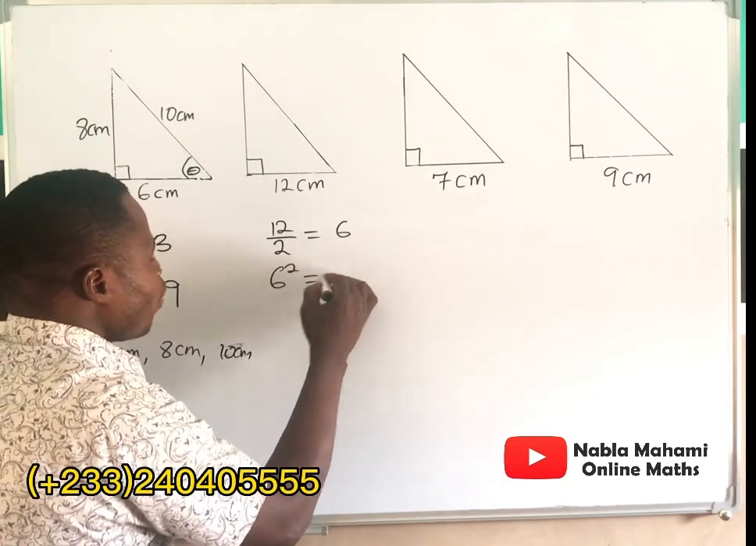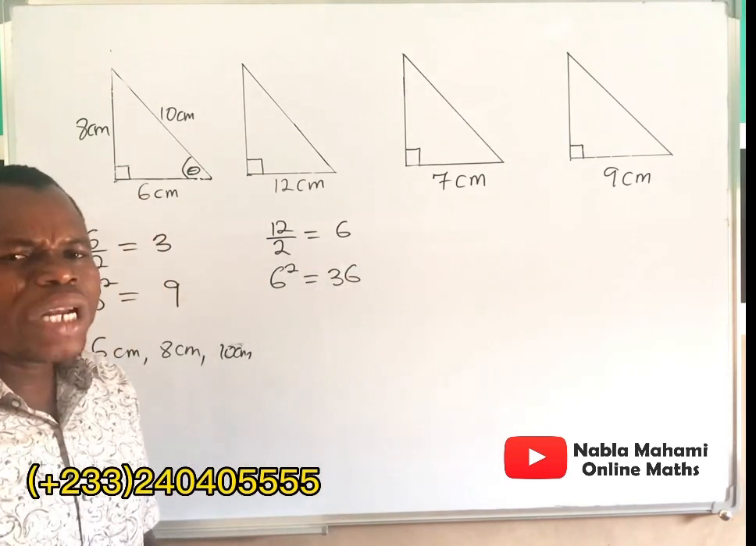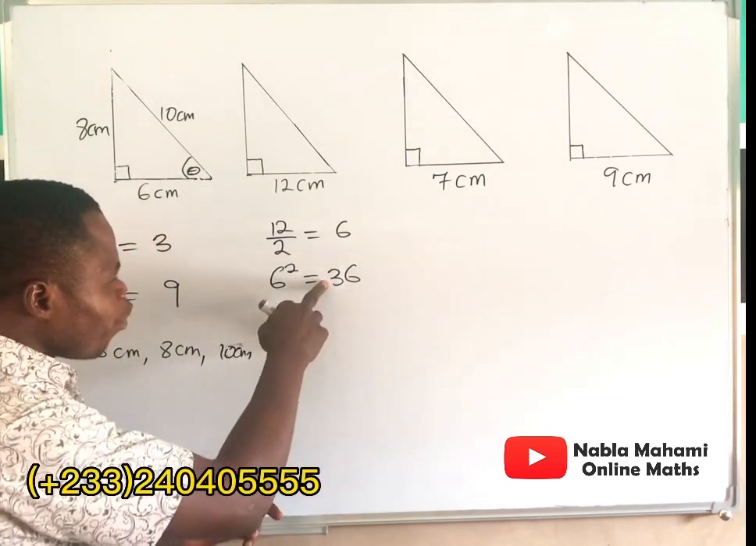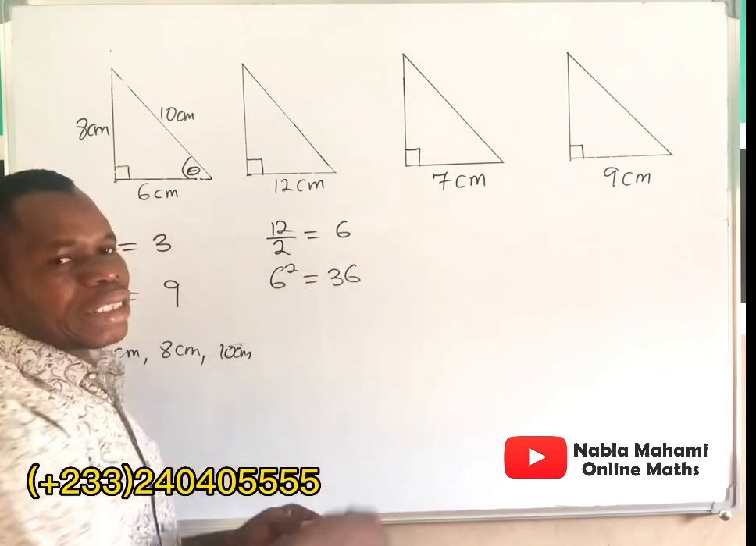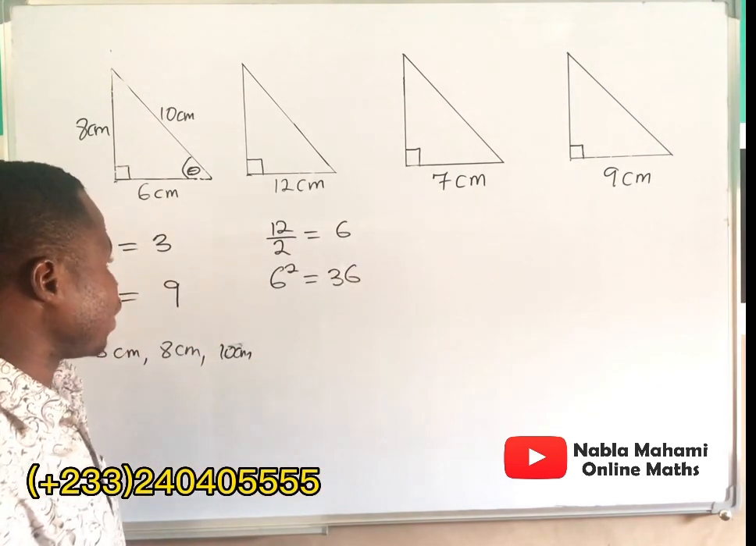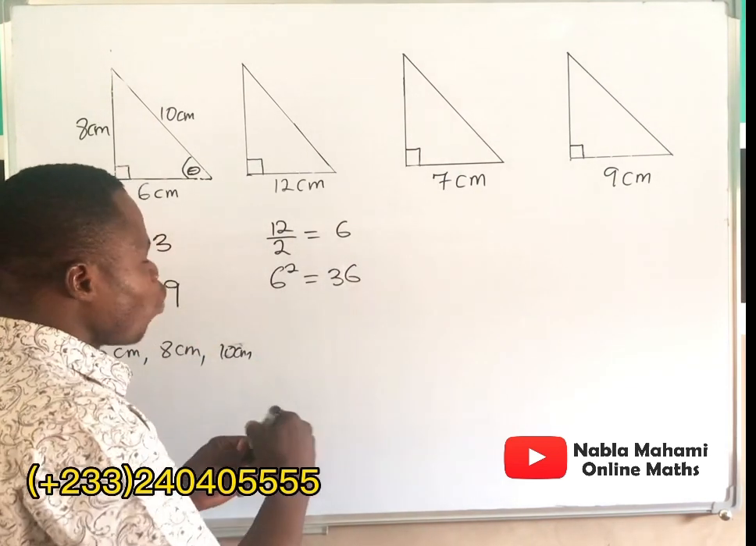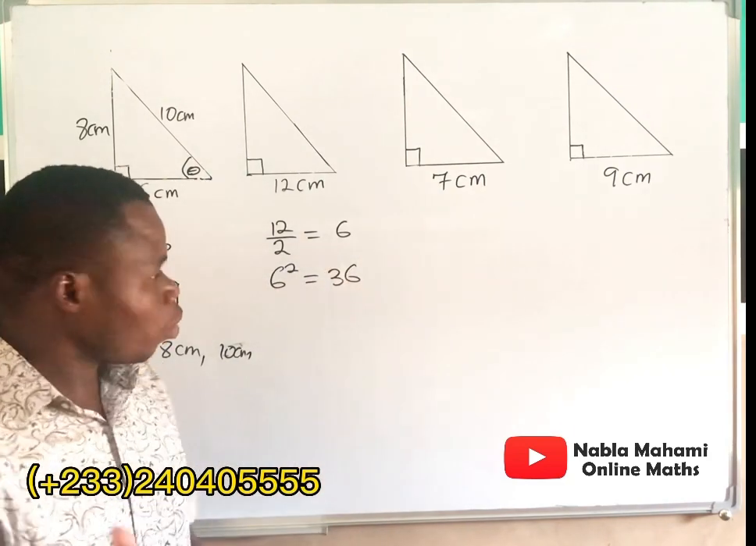6 square will be equal to what? 36. Then I will now look at the integer that comes before 36 and the integer that comes after 36. And you can see that those numbers are going to be 35 here and 37 at the right side.